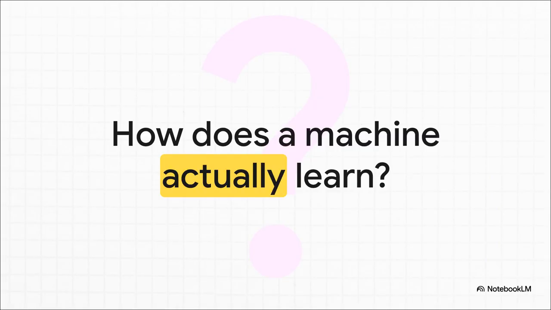I mean, it really does feel like magic sometimes, doesn't it? But it's not. It's a process. It's a bunch of rules and a ton of data that all lead to a very specific outcome. So the big question we're going to tackle here is this: how does a machine actually learn?